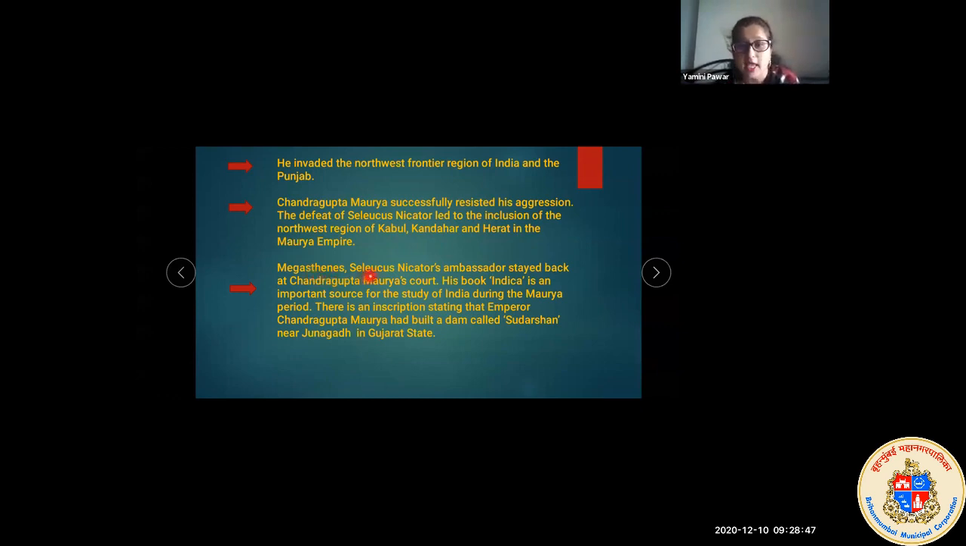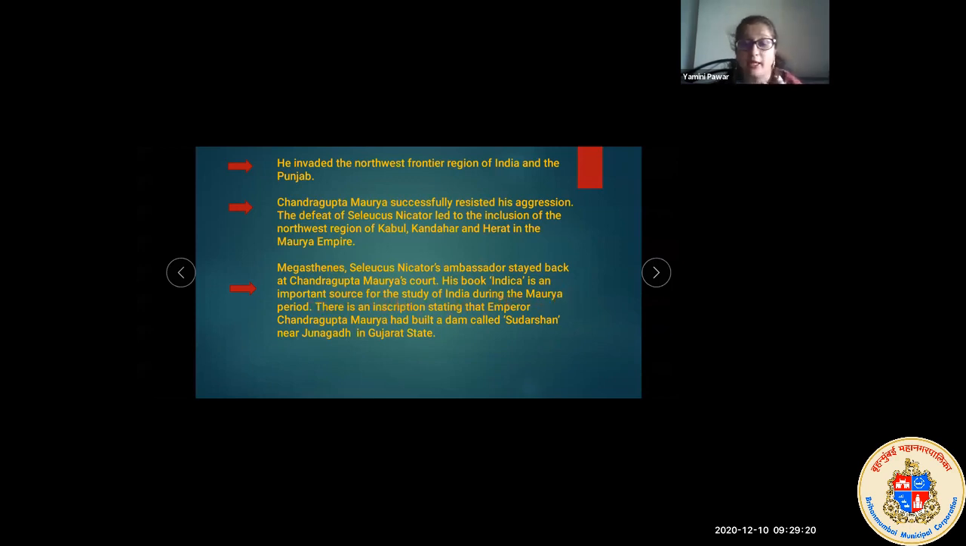Megasthenes, Seleucus Nicator's ambassador, stayed back at Chandragupta Maurya's court. He said that even if Alexander is not ruling, even if Seleucus is not ruling, he was ready to work under the Maurya court. His book Indica is an important source for the study of India during the Maurya period.